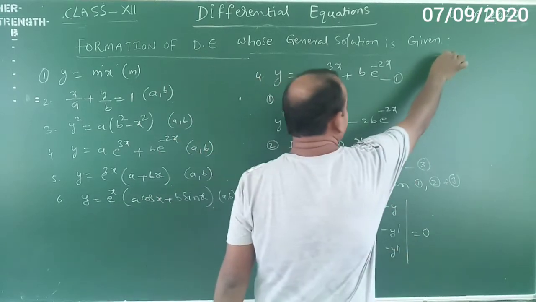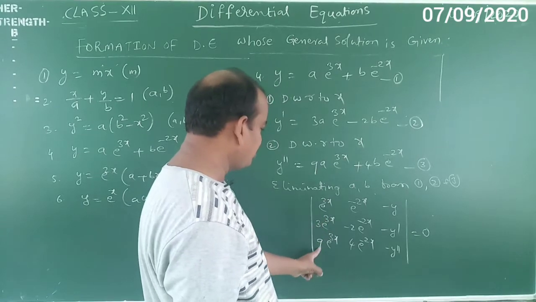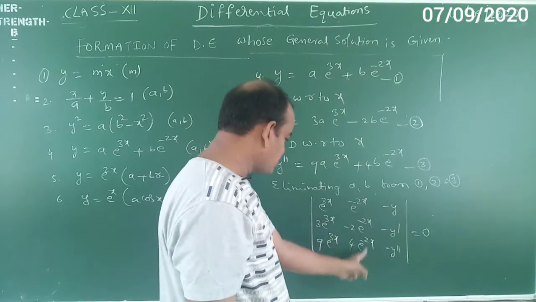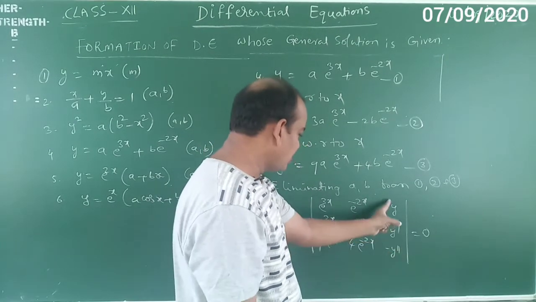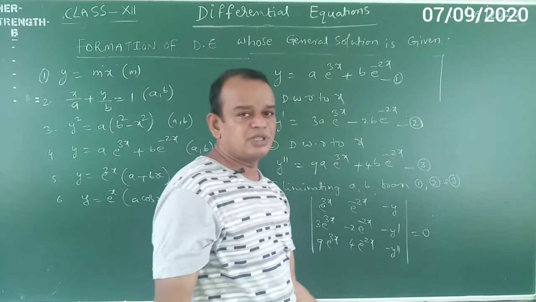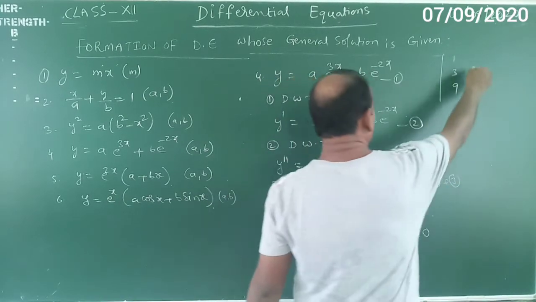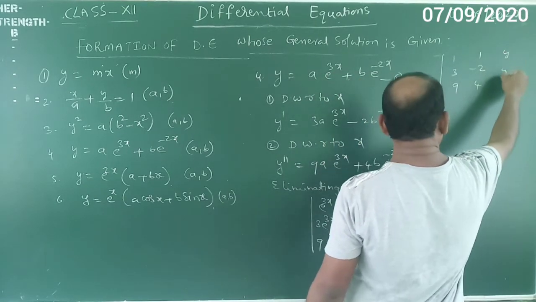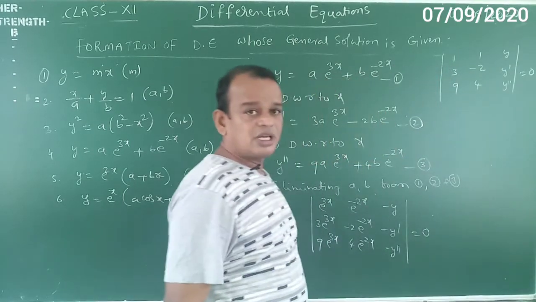What happened? Here e power 3x is taken common: 1, 3, 9. Here e power minus 2x is taken common: 1, minus 2, 4. Here minus 1 is taken common: y, y dash, y double dash. That side is 100% 0. So now we have the determinant 1, 3, 9; 1, minus 2, 4; y, y dash, y double dash is equal to 0. I hope that you understood.